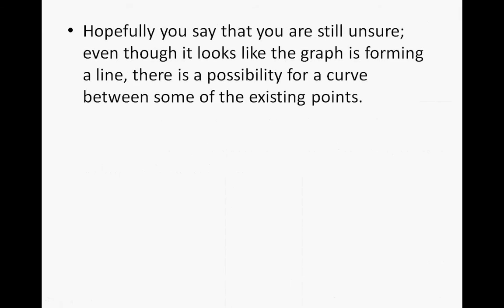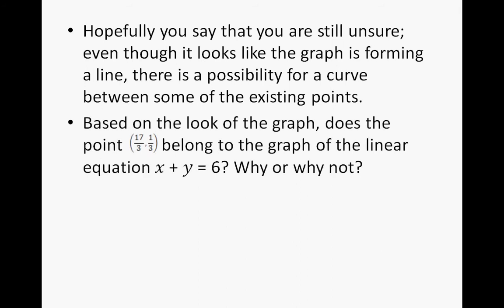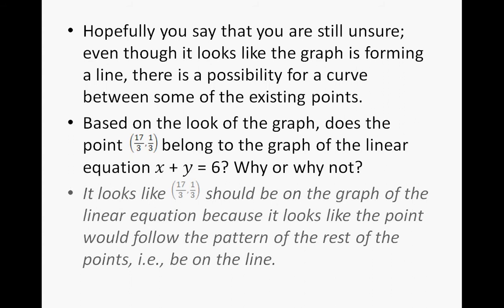Well, hopefully you said that you are still unsure. Even though it looks like the graph is forming a line, there is still a possibility for a curve between some of the existing points. Based on the look of the graph, does the point (17/3, 1/3) belong on the graph of the linear equation x + y = 6? Why or why not? Well, it looks like (17/3, 1/3) should be on the graph of the linear equation because it looks like the point would follow the pattern of the rest of the points. That means being on the line.